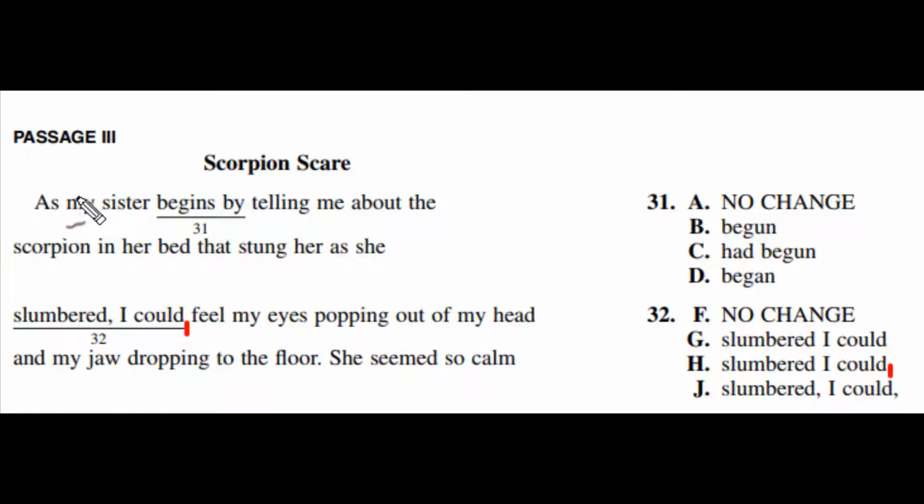The next thing that I would do is quickly scan in here and see if there's any other punctuation in the non-underlined portion. Okay, if there is, I would simply trace it in there.